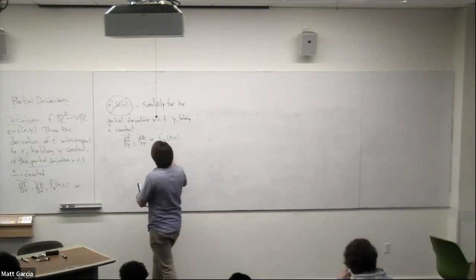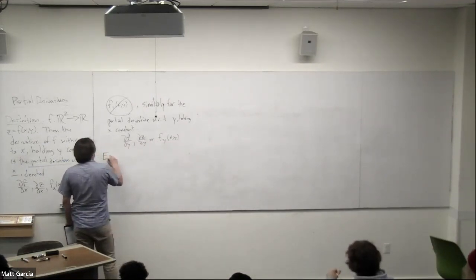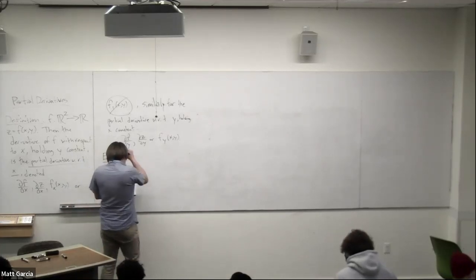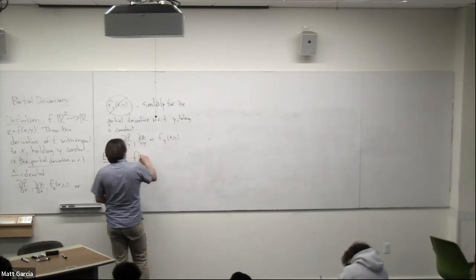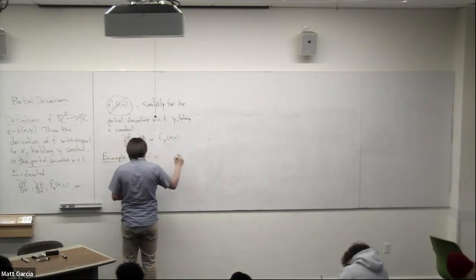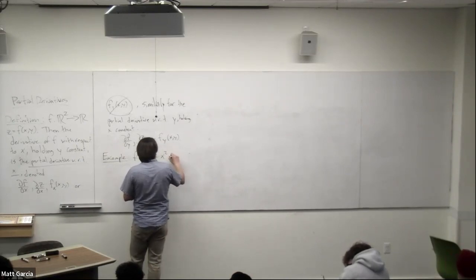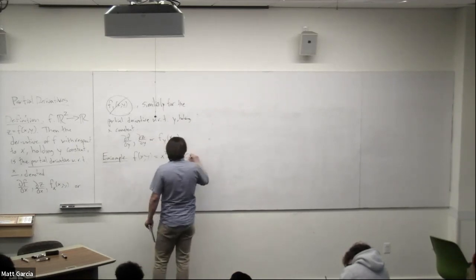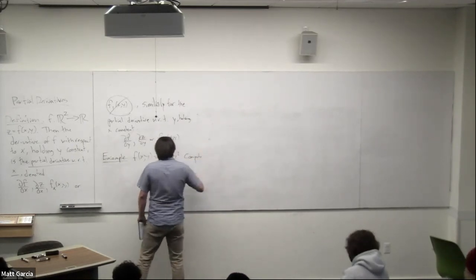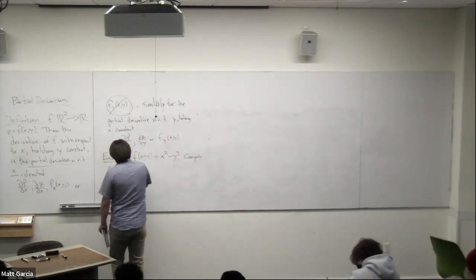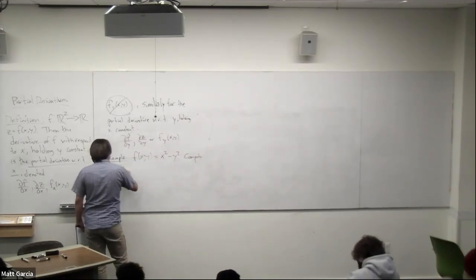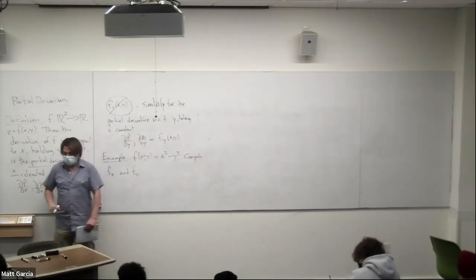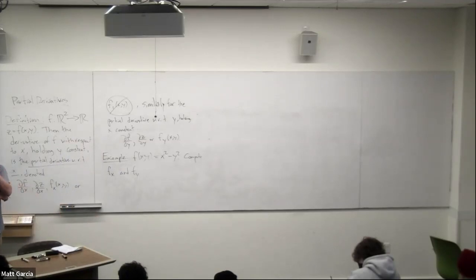So let me give you a function, f of x comma y. Let's say it's equal to x squared minus y squared. And we ask you to compute the partial derivative with respect to x of f and the partial derivative with respect to y. How should we proceed?